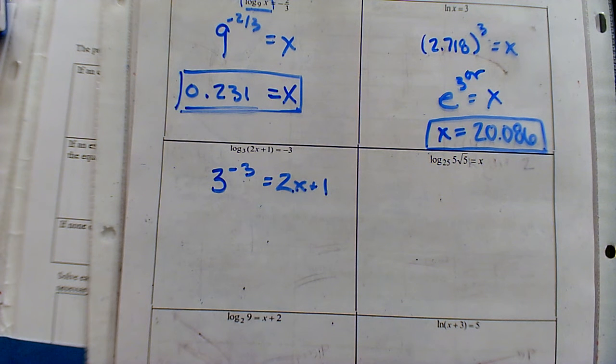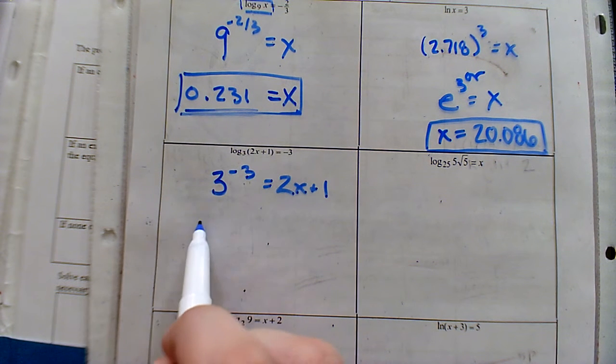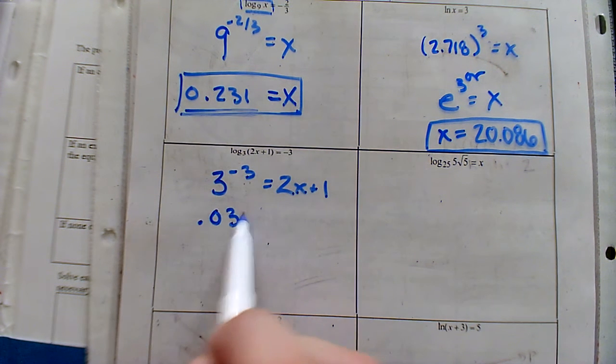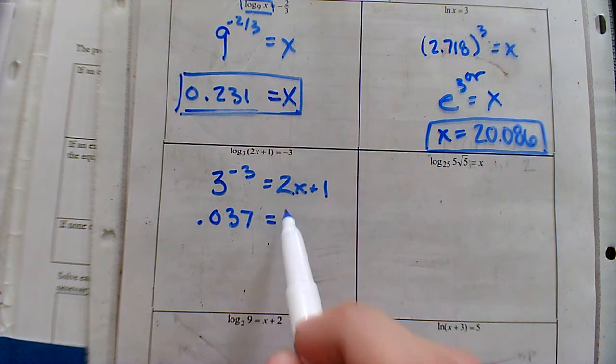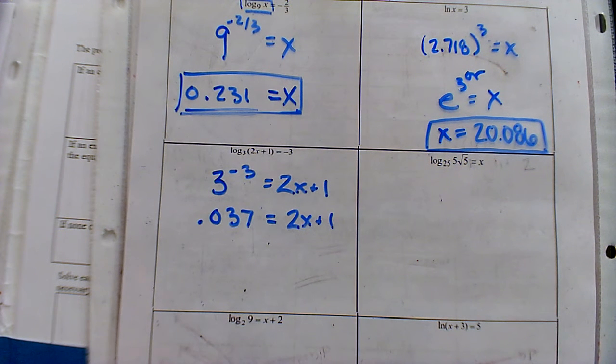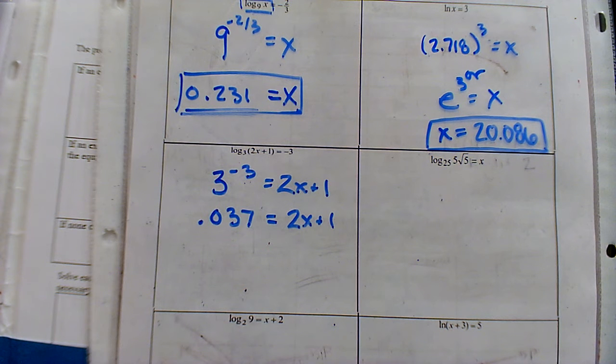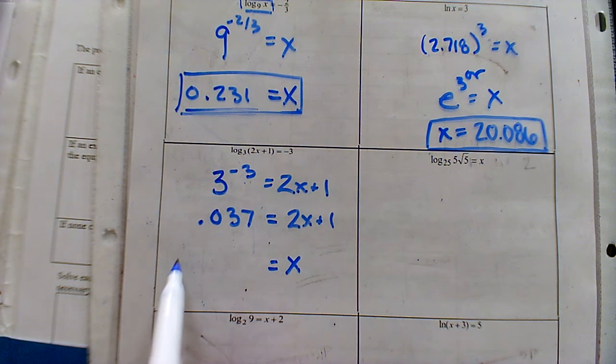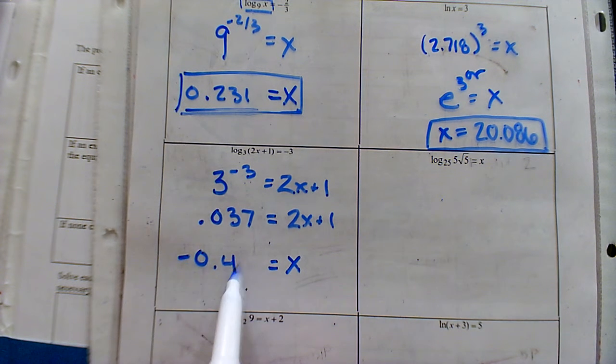3 to the negative third would be 1 over 27, but maybe you feel more comfortable representing that as a decimal. So 0.037 if you want to round. And then we can subtract 1 from that and divide it by 2. So it looks like x would be negative 0.481.